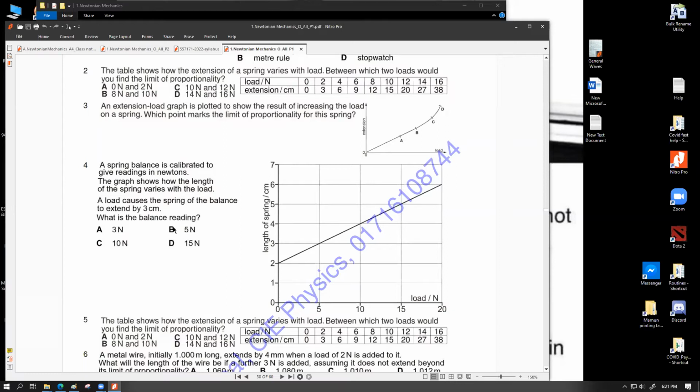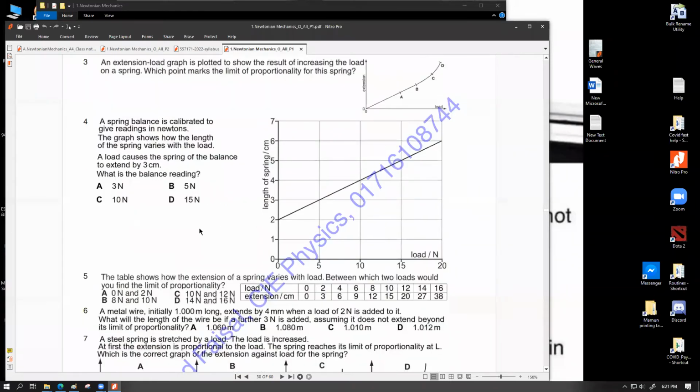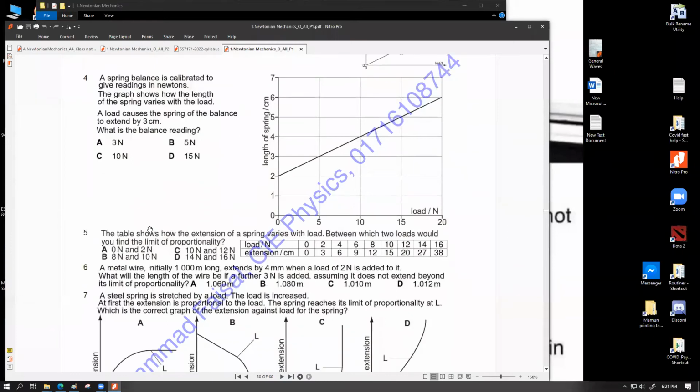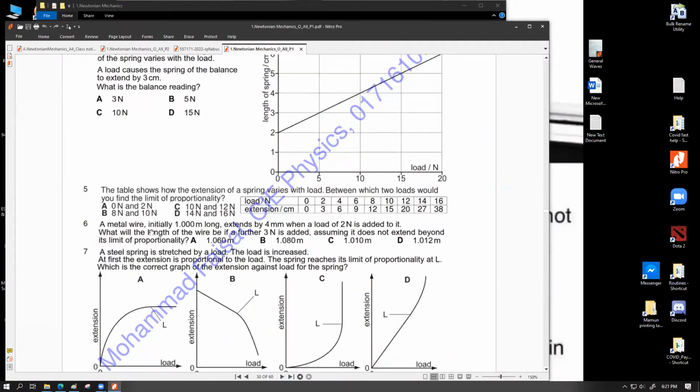Hold on, can you see and understand? This is the key observation that I was talking about, that you have to be careful. If the axis is not extension, it is length, then you have to be careful and use your mathematical brain to get the answer. So the correct response for this one is 15 Newton. D is the correct response. 5 is a repeat question, so I'm not going to bother with it. Question number 6, let's have a look. Give it a try.